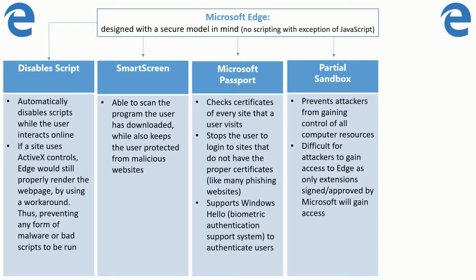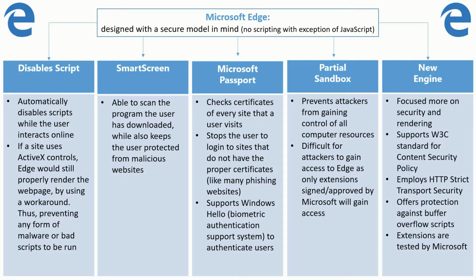Should they gain access to the browser, they will still be unable to compromise the system and its data, as it will be in the sandbox. Microsoft has made Edge use a new rendering engine, replacing the old Trident engine from Internet Explorer. This new engine is focused more on security and rendering, allowing web developers to make websites without worrying about the website not working with something else that is meant to be worked with.